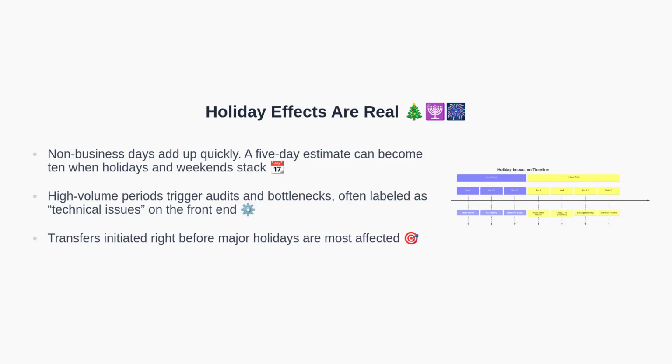Next, holidays. Non-business days compound rather than simply pause activity. A 5-day estimate can turn into 10 when weekends and holidays stack, especially around major events. High volume around these periods can trigger audits or bottlenecks that appear as generic technical issues in the app. If you initiate a transfer right before a holiday, expect additional days to be added to the timeline.